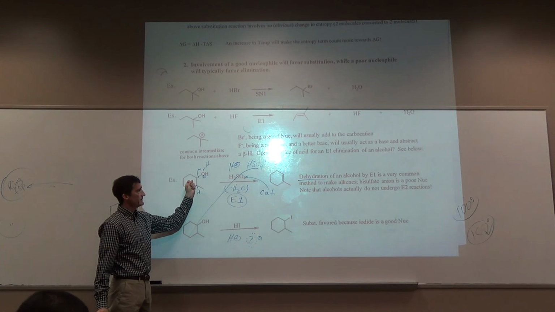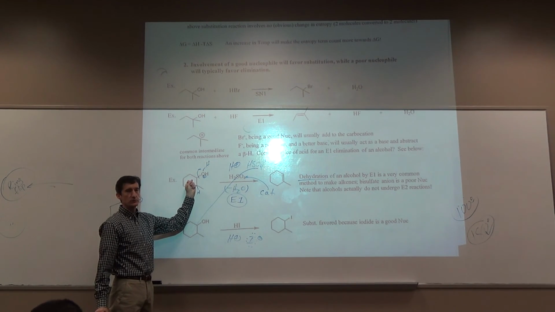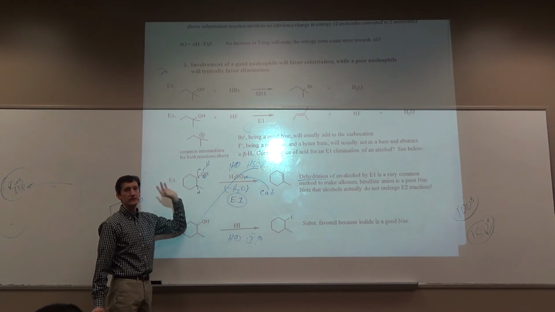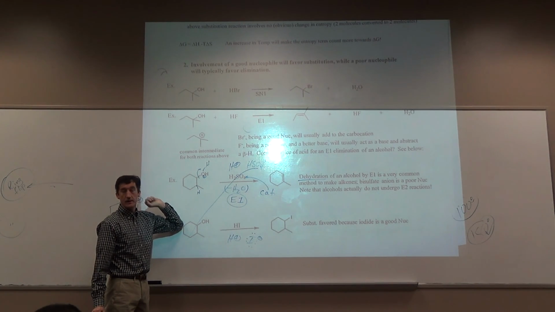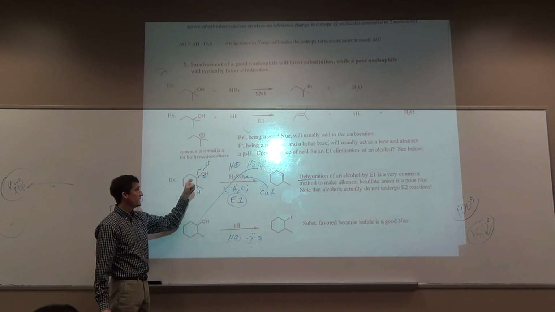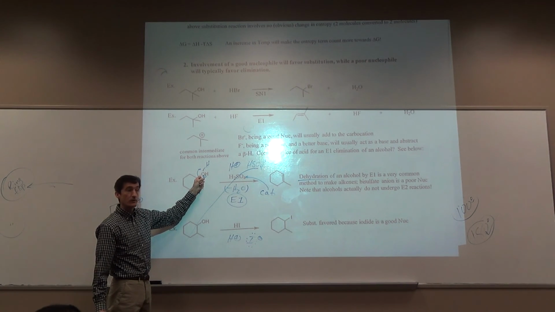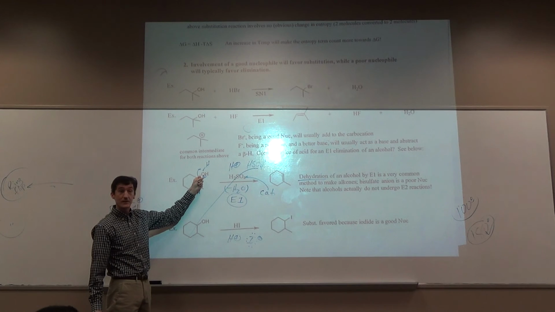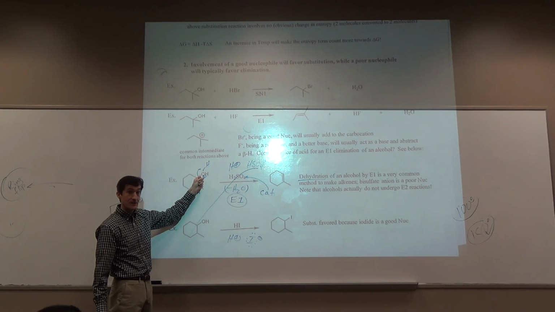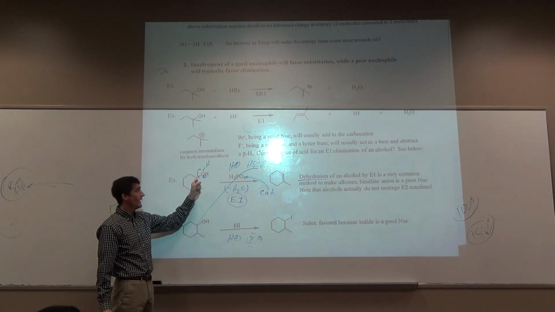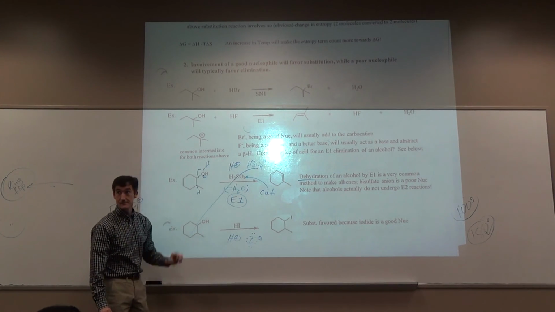Why is dehydration of an alcohol never E2? This could never be E2. Why? Because how do you make OH a better leaving group? Protonate it with what? Strong acid. E2 requires what? Strong base. You cannot have strong acid and strong base at the same time together. Thus, E2 is impossible here.